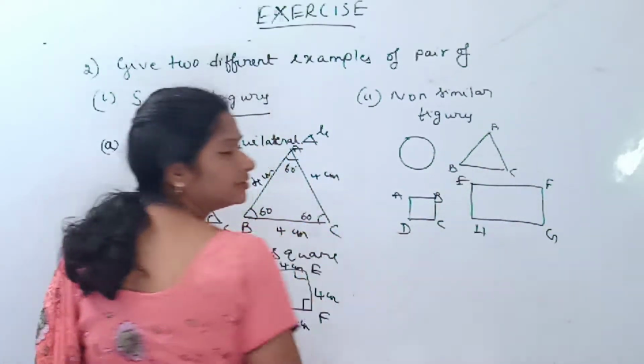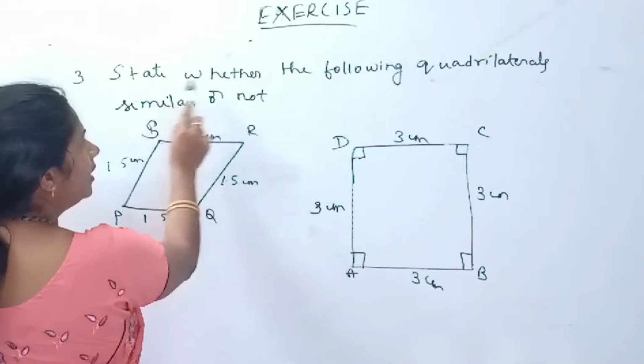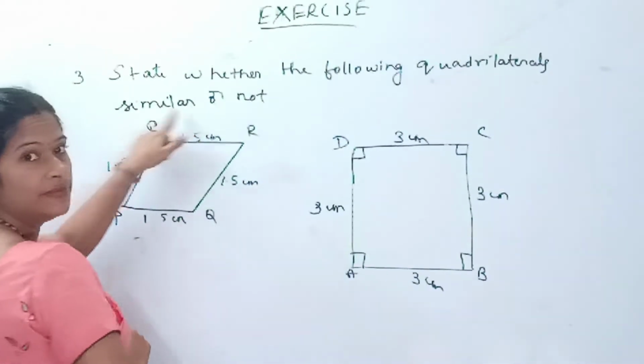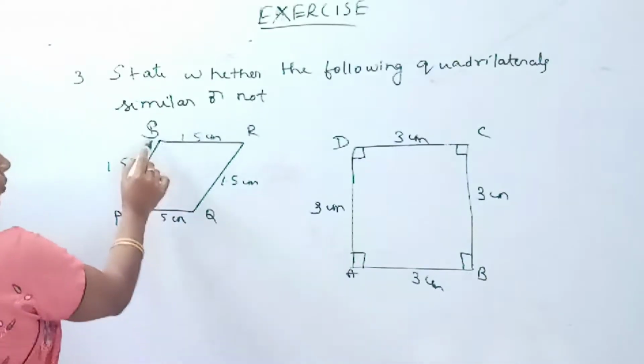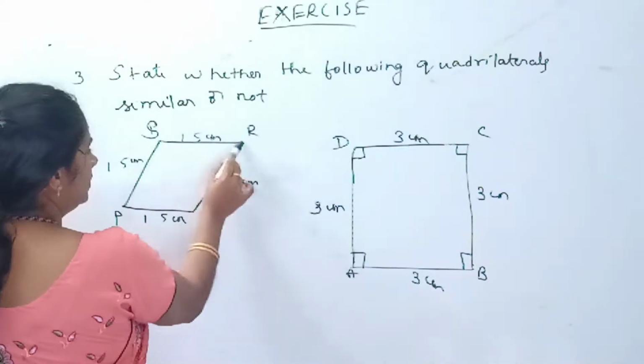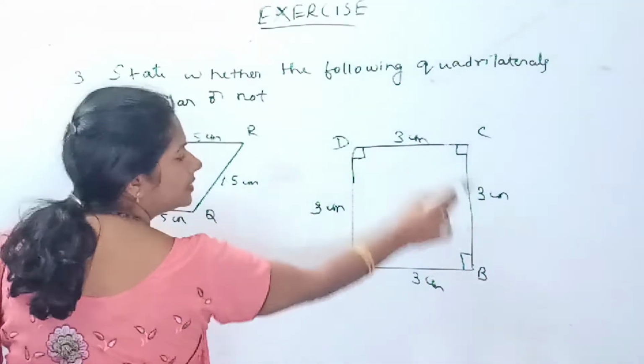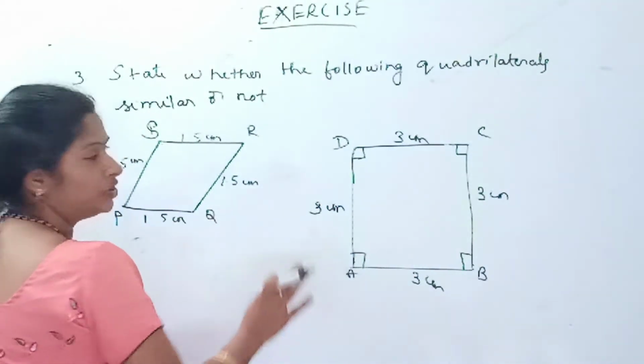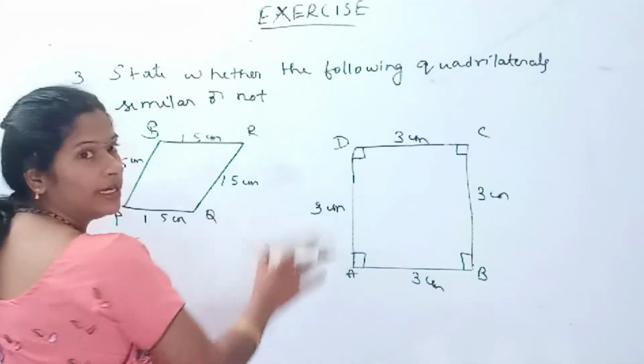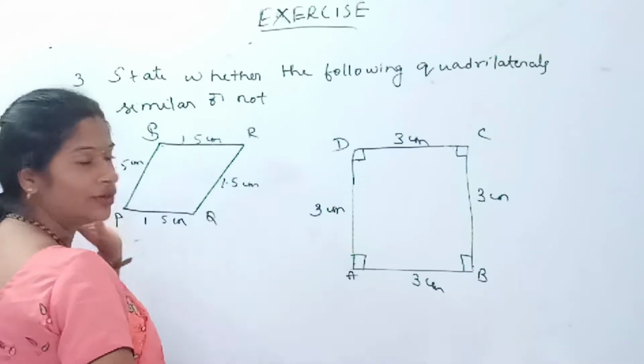B, C. Coming to the third one, state whether the following quadrilaterals are similar or not. Two quadrilaterals are given, SRQP and DCBA. Now we have to check whether these two quadrilaterals are similar or not.